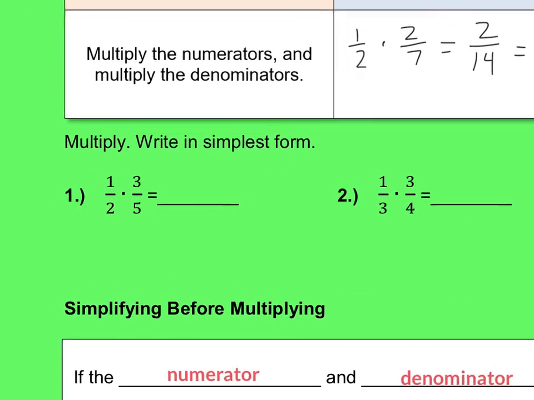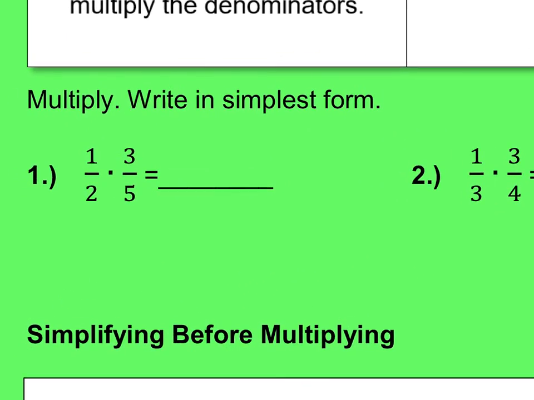All right, let's do a couple. We're going to multiply and then write in simplest form if need be. Multiply straight across the top and straight across the bottom. 1 times 3 is 3. 2 times 5 is 10. And 3/10 is simplest form. And so that's the answer. Very simple.